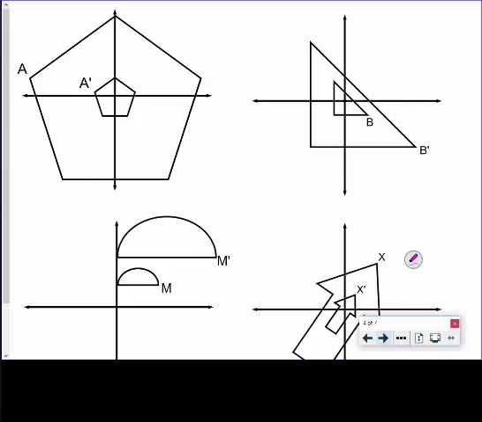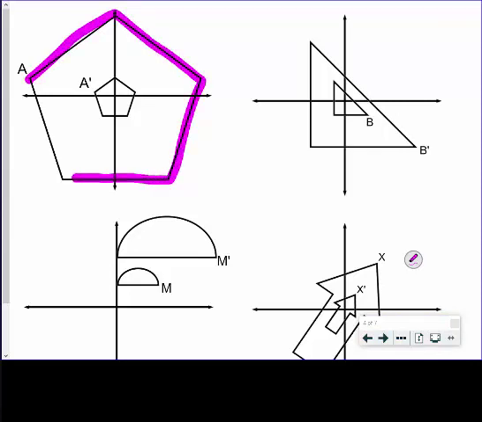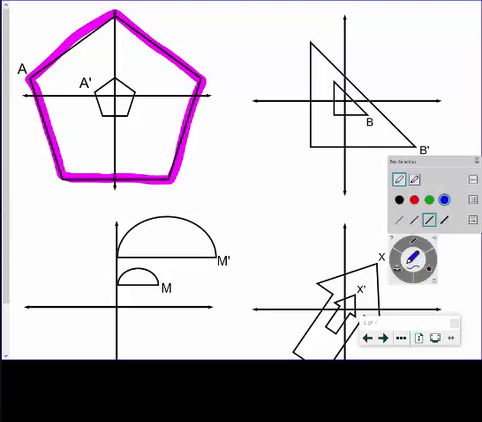On this first one, what is my pre-image? The outer one. Okay, so A is my pre-image. So it went from A to A prime. Was that an enlargement or a reduction? Reduction. Why? Because it got smaller.